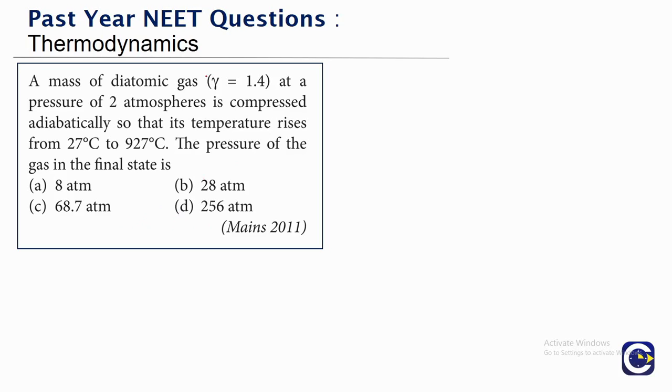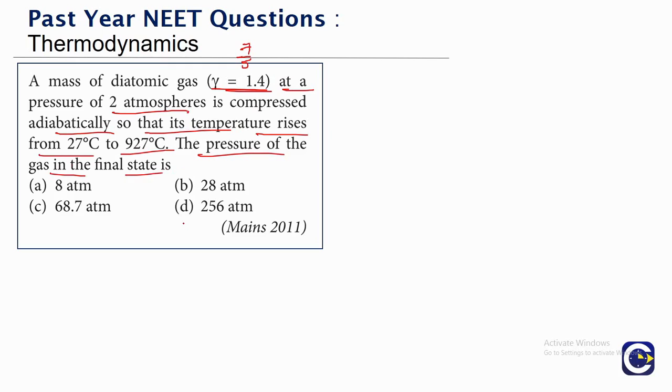A mass of diatomic gas. So for the diatomic gas, gamma will be what? 7/5, or in terms of decimal number, it is what? 1.4. Okay, so mass of a diatomic gas at a pressure 2 atmospheres is compressed adiabatically so that its temperature is rising from where to where? 27 to 927. The pressure of the gas in the final state.